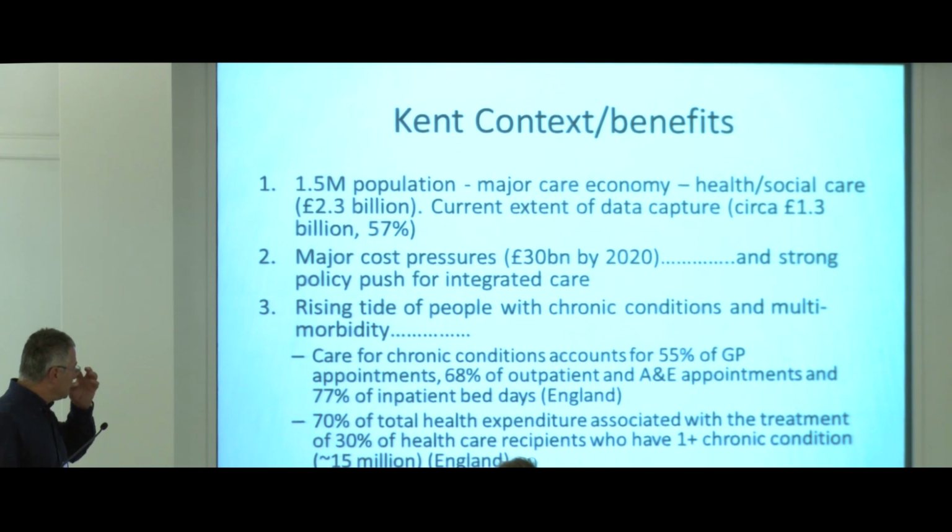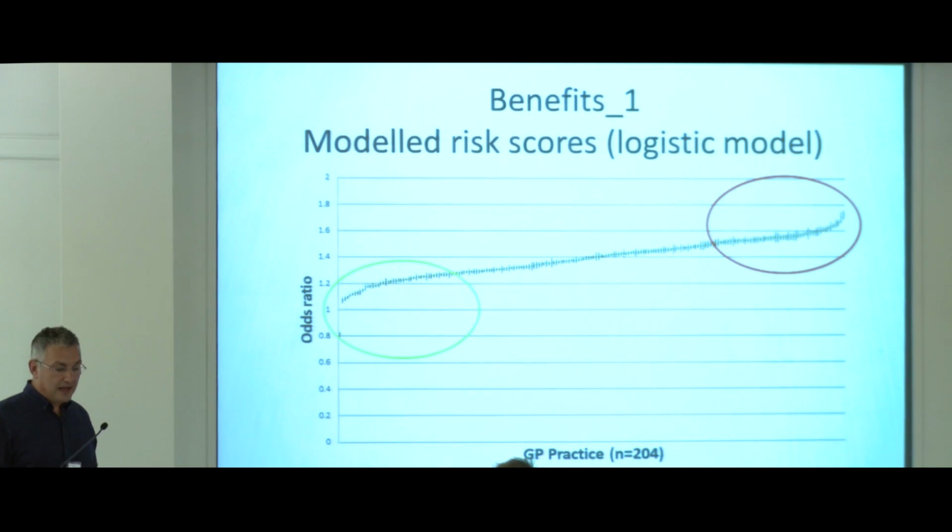Ellen Nolte of the European Health Observatory reckoned that care for chronic conditions accounts for around 55% of all GP appointments, 68% of outpatient and A&E appointments, and around three-quarters of inpatient bed days. That's data for England. Furthermore, 70% of total health expenditure is associated with the treatment of around 30% of healthcare recipients that have one or more chronic conditions. Something that we are definitely focused on in Kent and, from a public health perspective, focused on elsewhere.